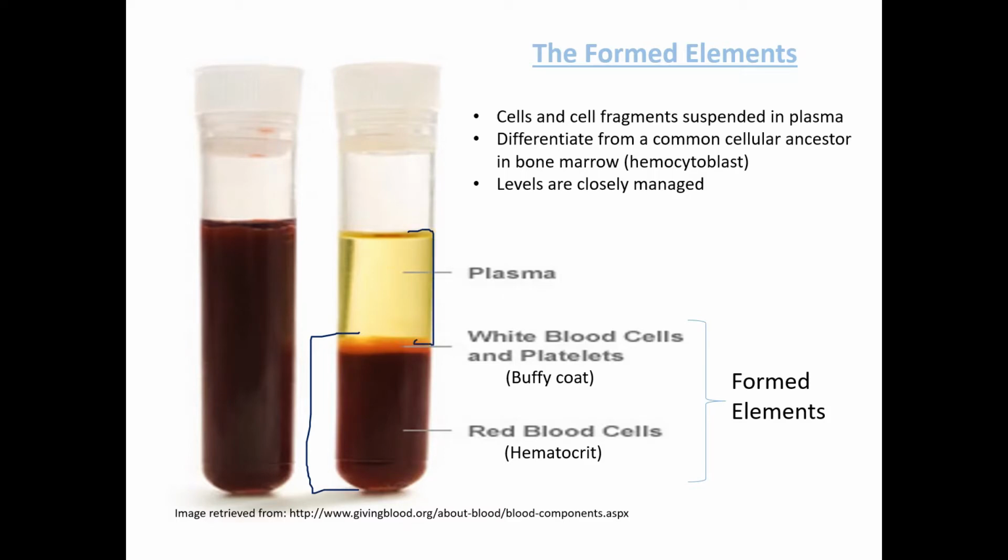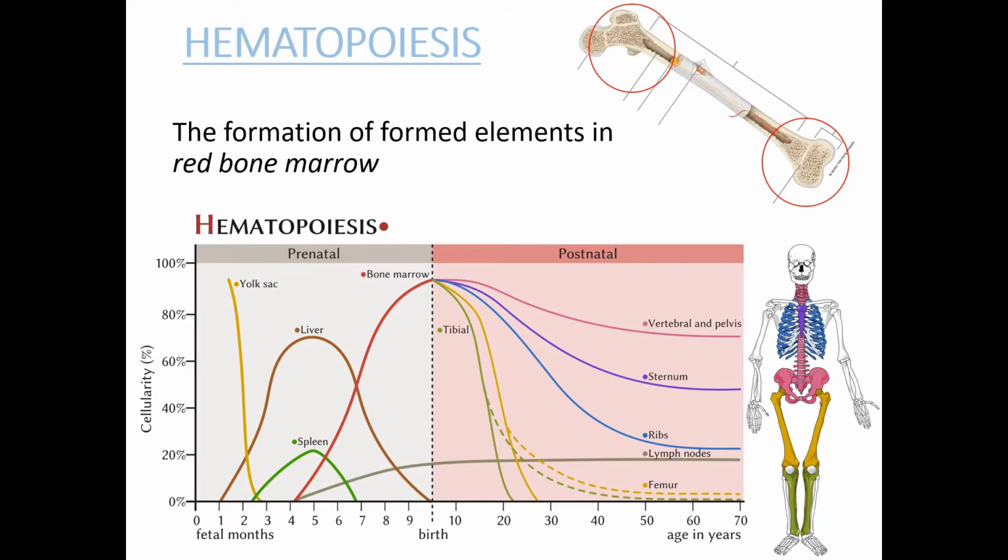The heaviest of all the formed elements are the red blood cells. Right? So they go all the way to the bottom. We can also call this percentage of red blood cells the hematocrit. Okay. In between the plasma and the red blood cells, we have what is called the buffy coat, and this is less than 1% of your blood, and it contains both white blood cells and platelets.